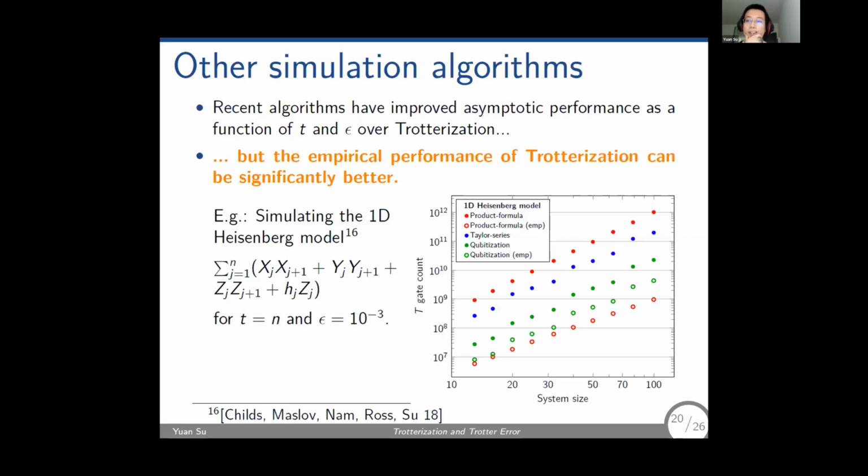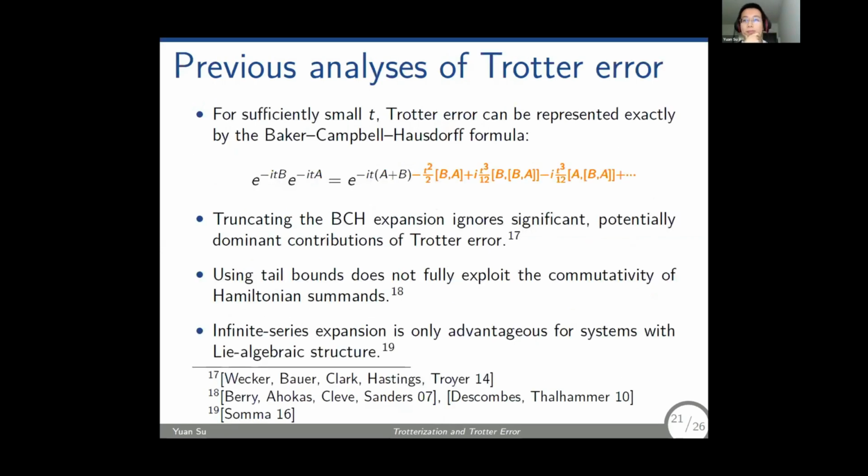So how do we explain this significant gap? One possible explanation is that this kind of system has a lot of commutativity properties. Each qubit will only interact with its neighbors, so a lot of terms will commute with each other when you take the commutators. So can Trotterization exploit this phenomenon? Well, it can. There's a very famous formula called the Baker-Campbell-Hausdorff formula. It's given as follows.